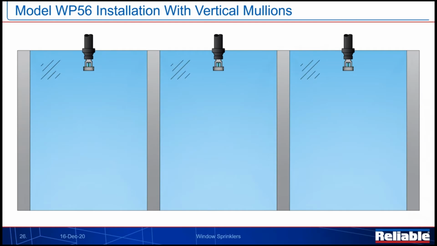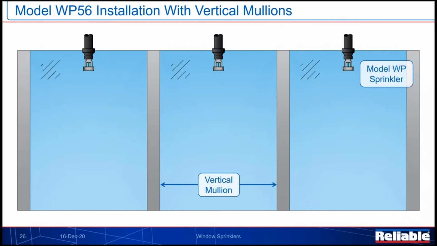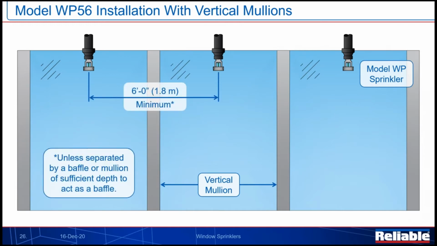If we take a look at the WP56 installation styles, the first one we're going to look at is installing it with vertical mullions. A vertical mullion is a metallic frame element that's going to create a separation between the panes of glazing. It's going to protrude from the glazing surface. It's going to really turn each individual glazed panel into its own hazard for the purposes of window sprinklers. In this instance, we're going to need to keep the sprinklers a minimum of 6 foot away. And this is our cold solder measurement.